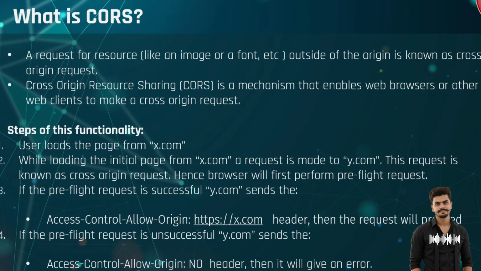So, for example, the user loads a page from x.com. While loading the initial page from x.com, a request is made to y.com. This request is known as cross-origin request. Hence, the browser will first perform a pre-flight request. If the pre-flight request is successful, y.com sends the Access-Control-Allow-Origin header, then the request will proceed. If the pre-flight request is unsuccessful, y.com sends no Access-Control-Allow-Origin header, then it will give an error.